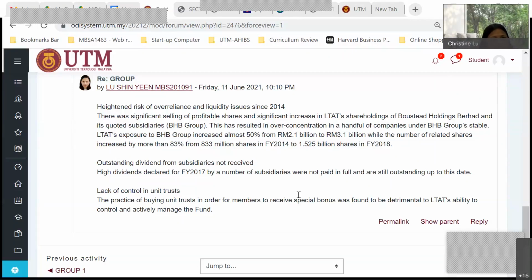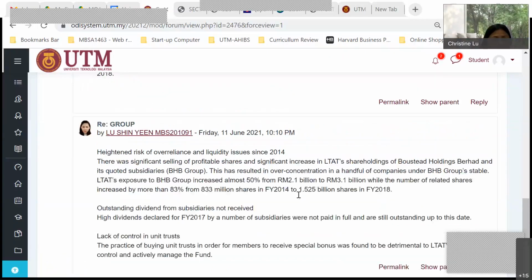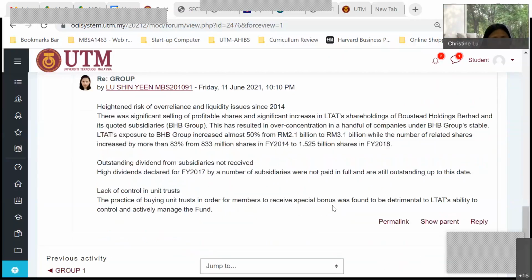Another issue is the outstanding dividend from the subsidiaries was not received. There was a high dividend declared in 2017, and up to the date of the articles, I mean 2019, the outstanding amount has not been paid in full yet.